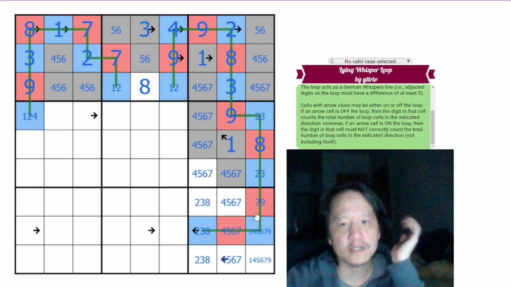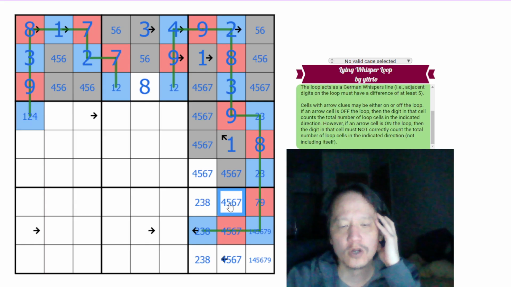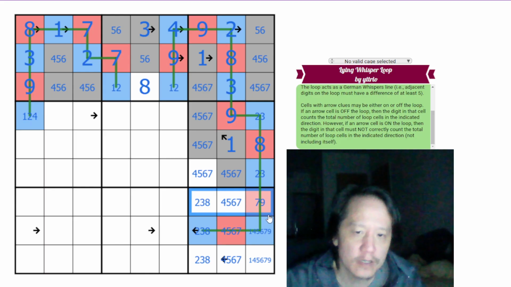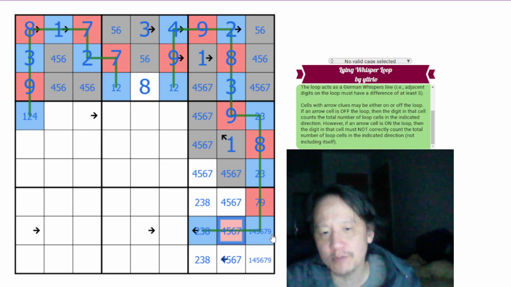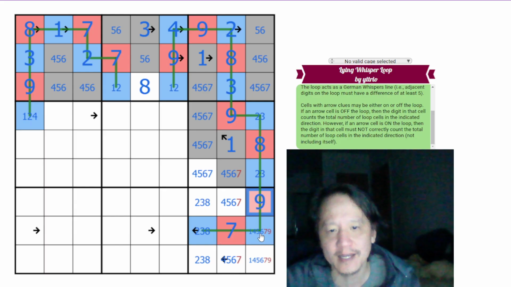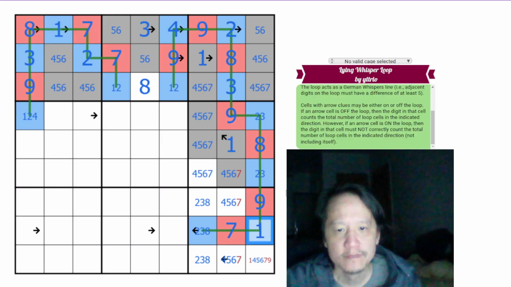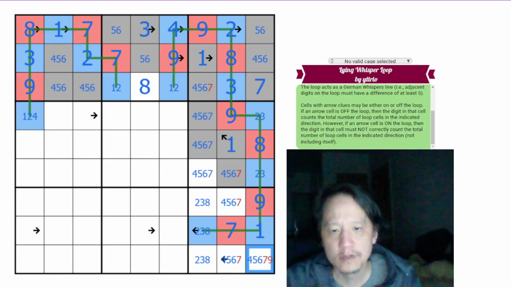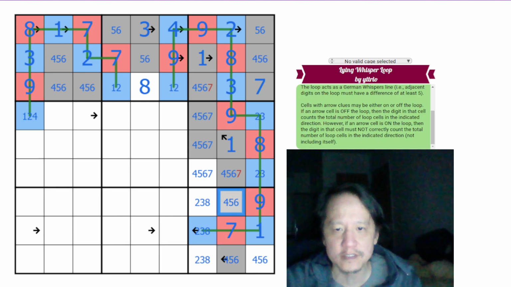So the reasoning is if this is 9, this would have to be 4, but then it connects to two different unique digits, which 4 can never be on a German whisper line. So then the same problem with 6. So this has to be a 7, this has to be a 9, this is a 1. So then the 7 can only be in column 9 here. So this is 7. So no 1, 7, 9. This can't be 7, 9. This can't be 7. This is not on the line. This is not on the line. This is not on the line. So this has to be a 2.